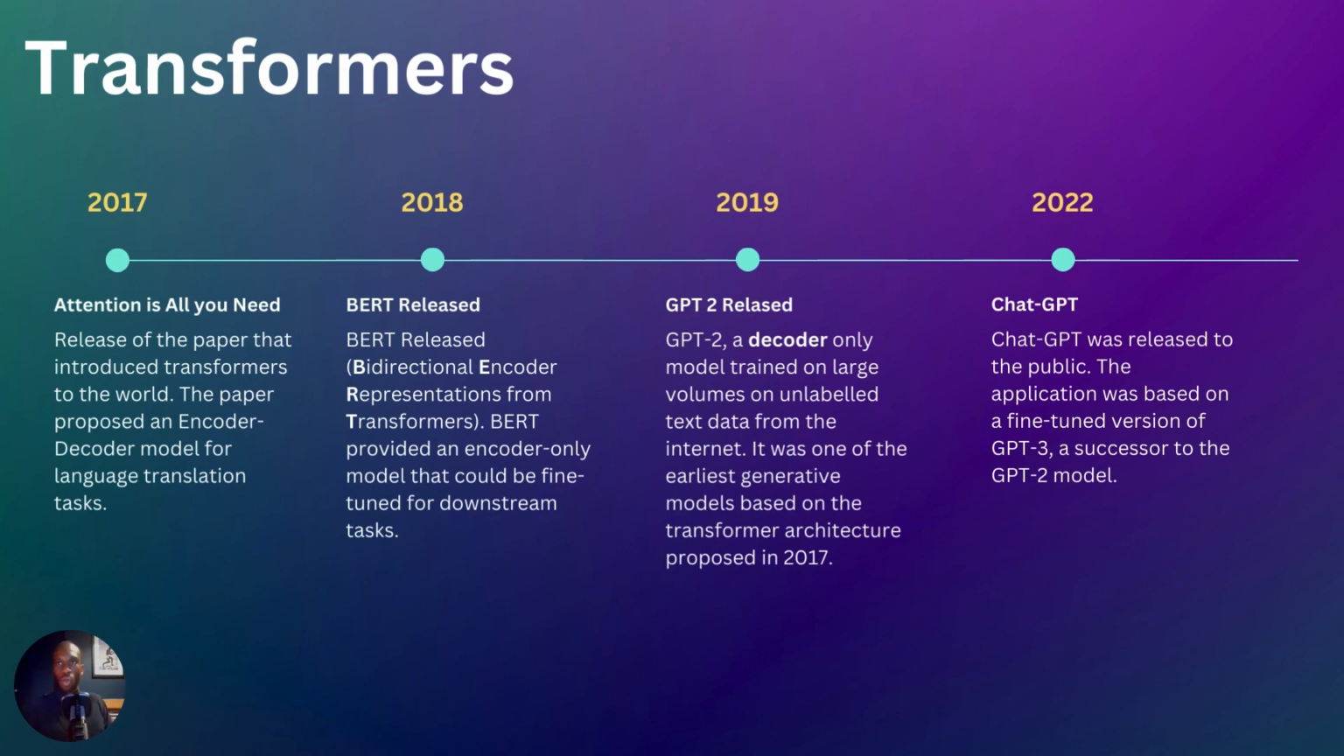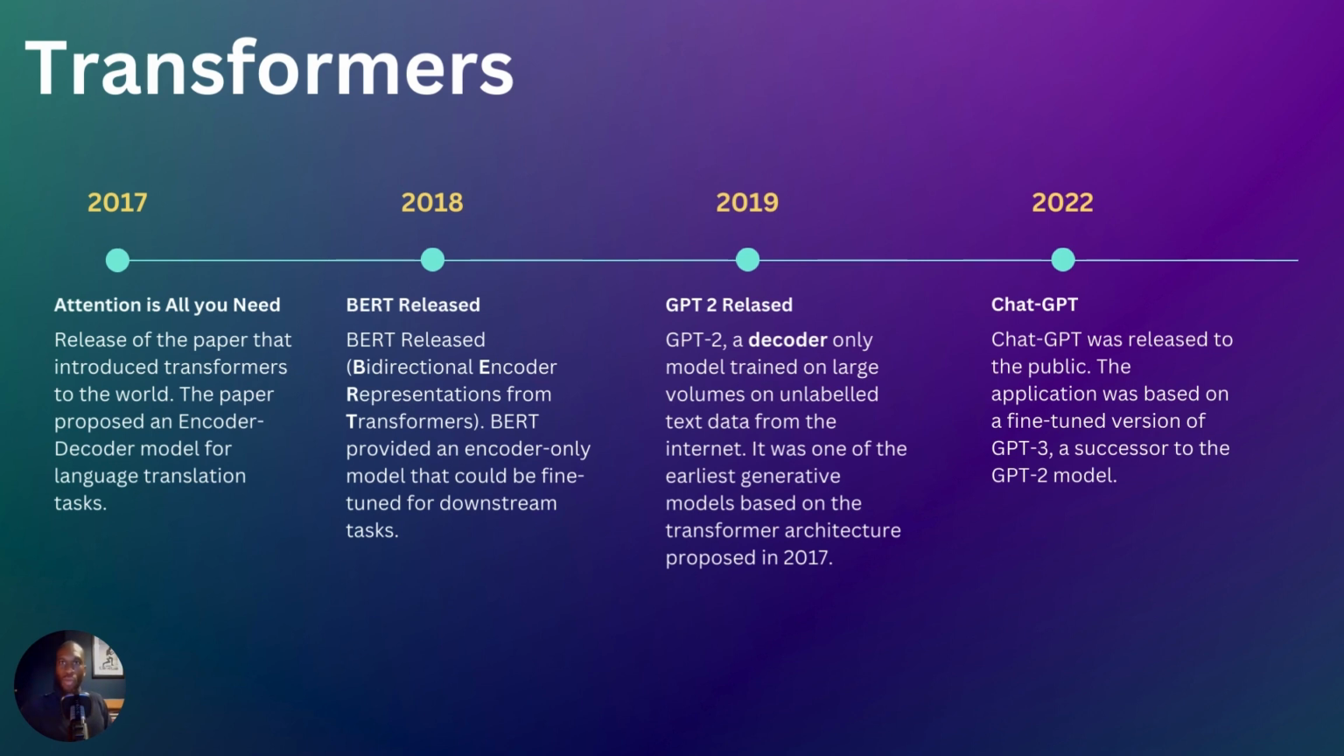After that, we saw the release of BERT. And if you're not familiar, BERT is Bidirectional Encoder Representations from Transformers. That's what BERT stands for. It's not the Sesame Street character. So BERT provided us with an encoder only model. And what was special about this is that that model could be fine-tuned for downstream tasks, so things like sentiment analysis, for example.